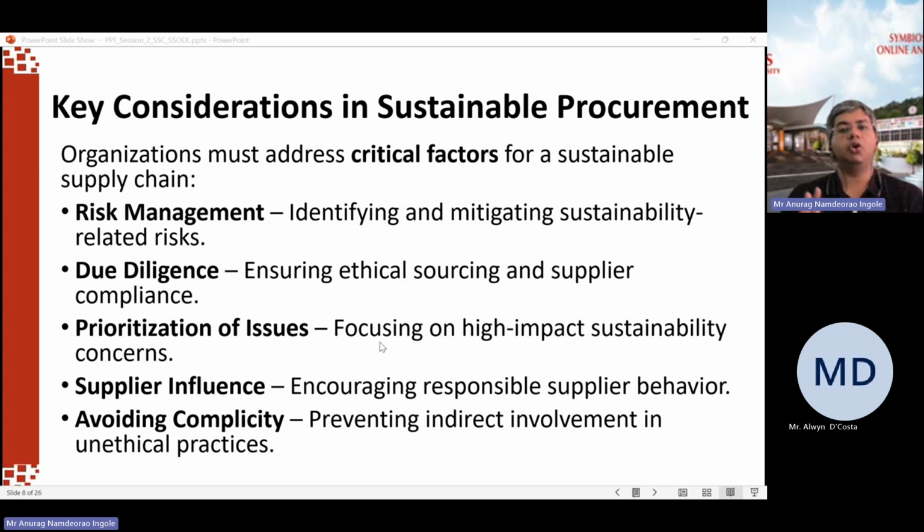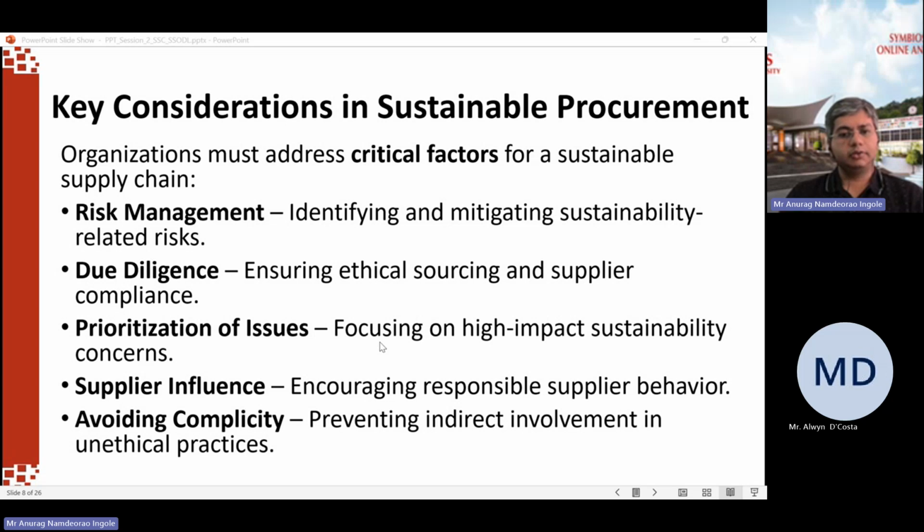Prioritization of issues, focusing on high impact sustainability concerns. So during the discussion of life cycle assessment, we saw that once we do the life cycle assessment, it will give you some hotspots related to sustainability, like in which life cycle I am generating more pollutants, in which life cycle the product is consuming the most amount of energy. Those are some of the high impact sustainability areas, right? So we have to prioritize them accordingly, while considering sustainable procurement also, so that whenever we address those issues, we have the maximum impact.